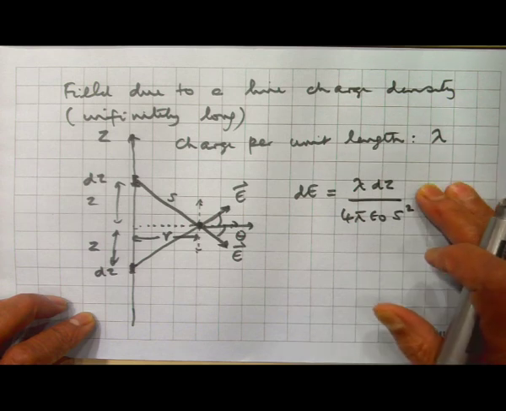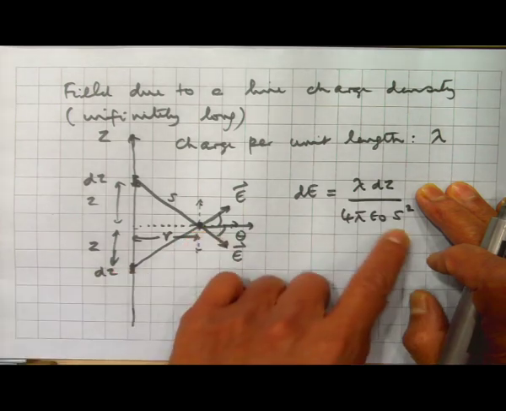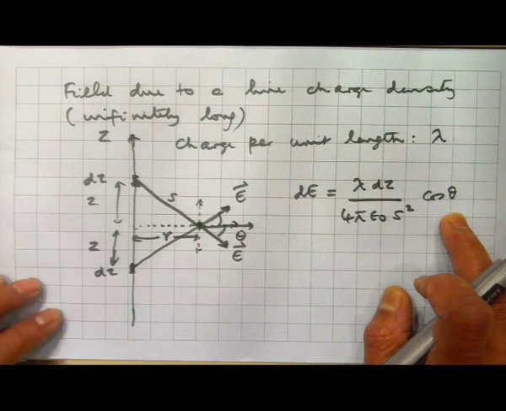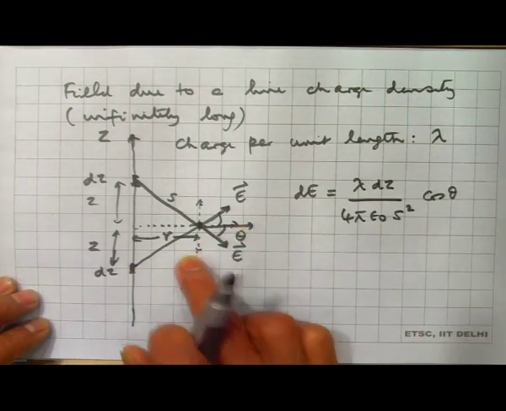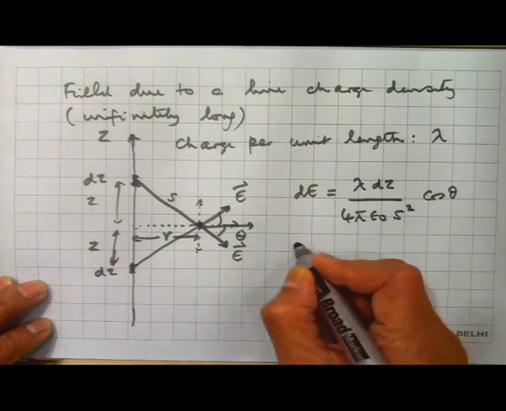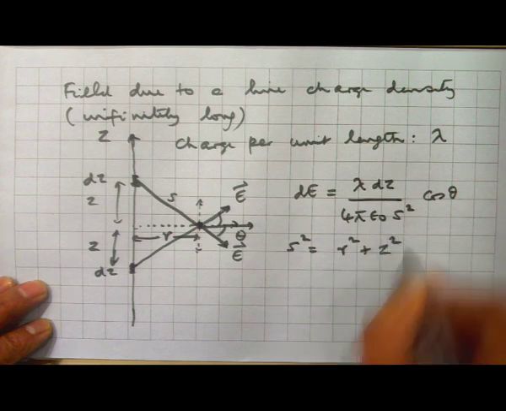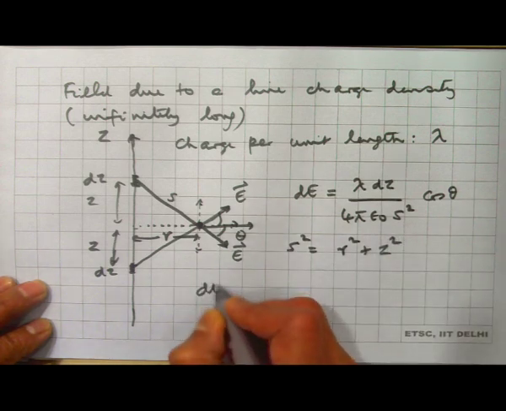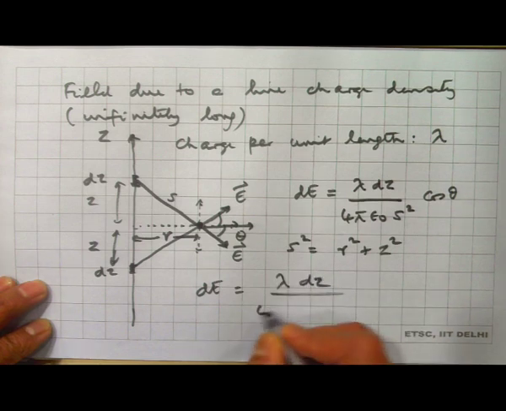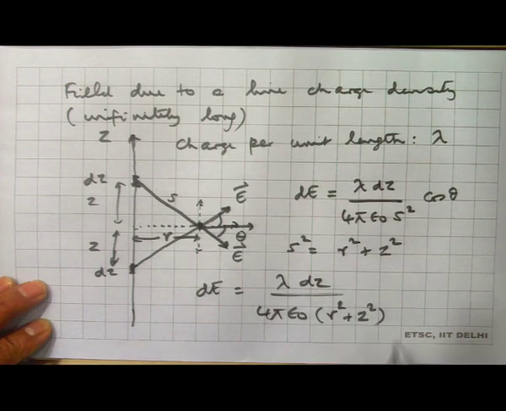So this is only the horizontal component, this is not the total magnitude. The total magnitude is this charge divided by 4 pi epsilon 0 times distance square. Its horizontal component is multiplied by cos theta, because the vertical component, which is sin theta, is going to cancel off. And what is s square? S square is nothing but r square plus z square. So dE is equal to lambda dz by 4 pi epsilon 0 times r square plus z square, into cos theta.